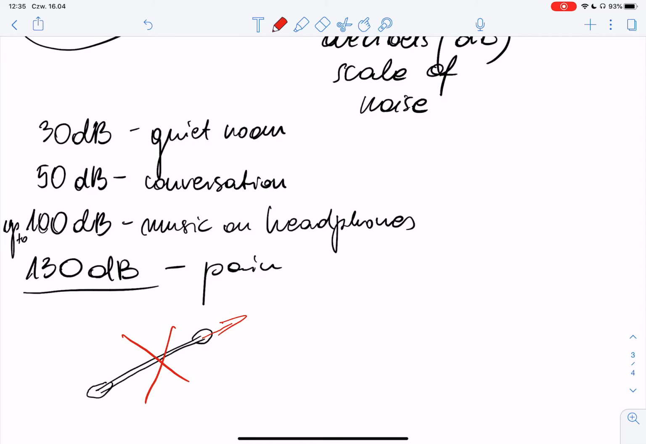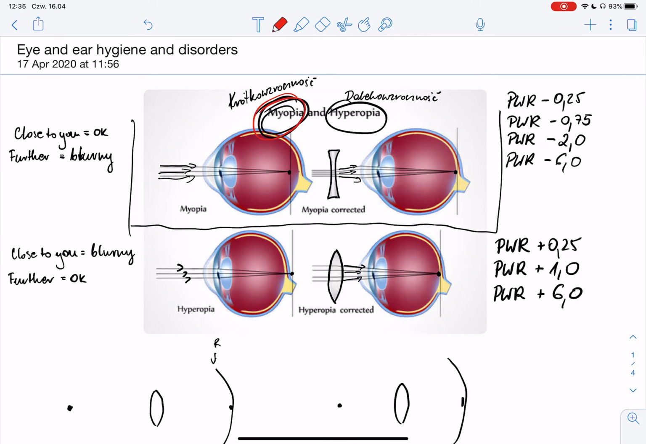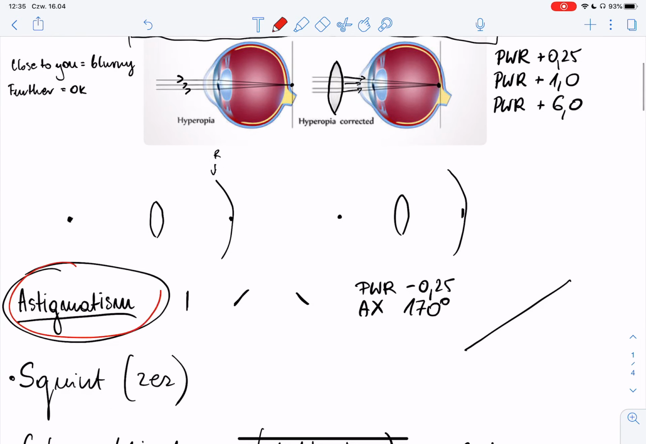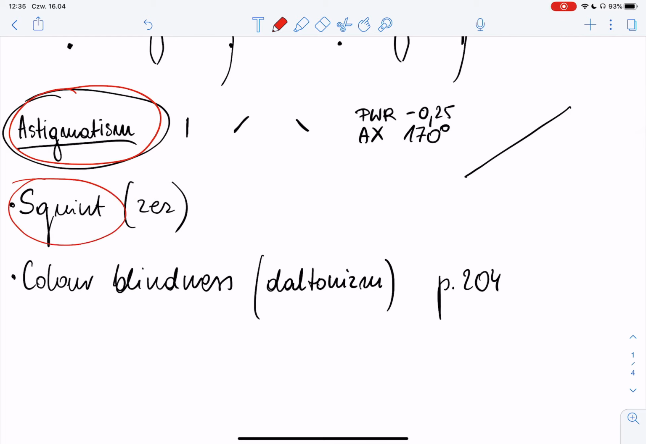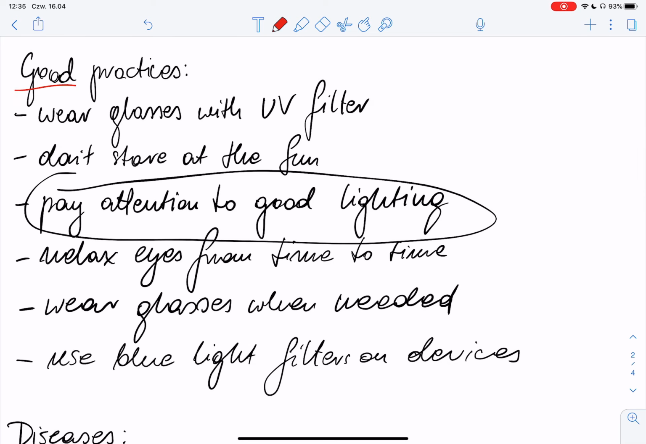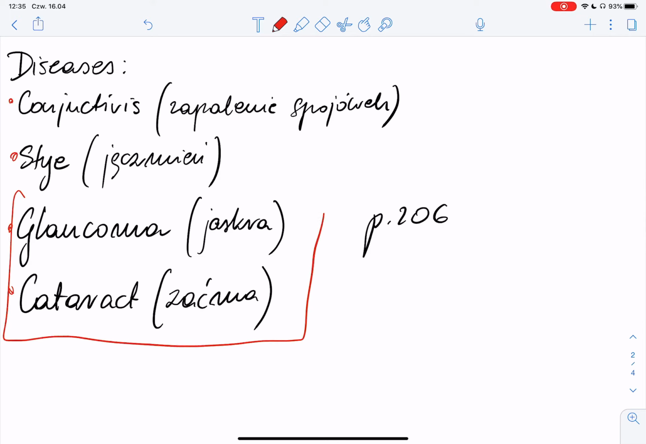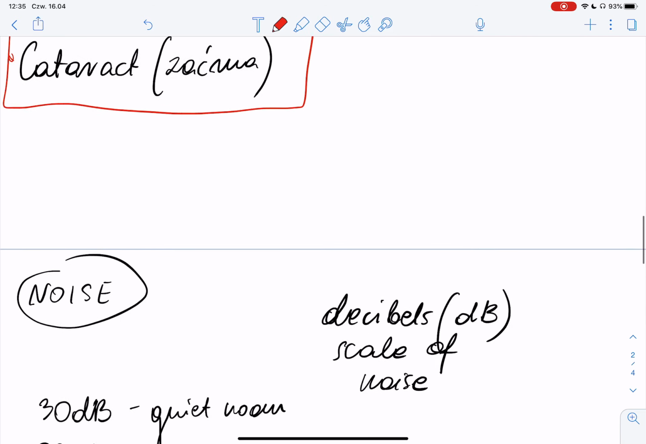Okay, guys, so for today, this is it. Please remember, especially the myopia, hyperopia, astigmatism, and other diseases like squint or color blindness. I want you to be able to tell some good practices how to deal with your vision, and I want you to know those diseases, especially these two, because they are the most dangerous. This is really common and it happens all the time. And this not that common, but still, please wash your hands. Like, for God's sake, just do it.